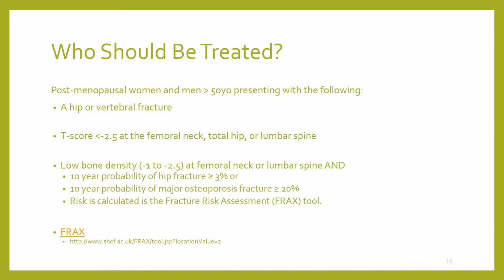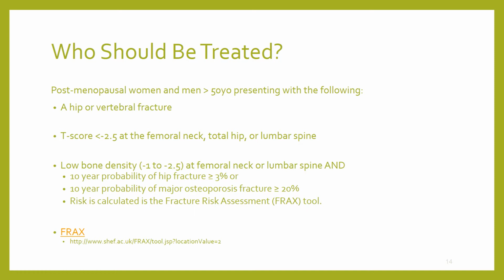Once we test patients, which of those patients need to be treated for osteoporosis? Any patient who is a postmenopausal female or a man over age 50 years old who presents with any of the following should be treated. If they present with a hip or vertebral fracture, if they have a T-score of less than -2.5 at the femoral neck, total hip, or lumbar spine, or if they have low bone density or osteopenia at the femoral neck or lumbar spine, and any of the following: a 10-year probability of hip fracture of 3% or greater, or a 10-year probability of a major osteoporosis fracture of 20% or greater.